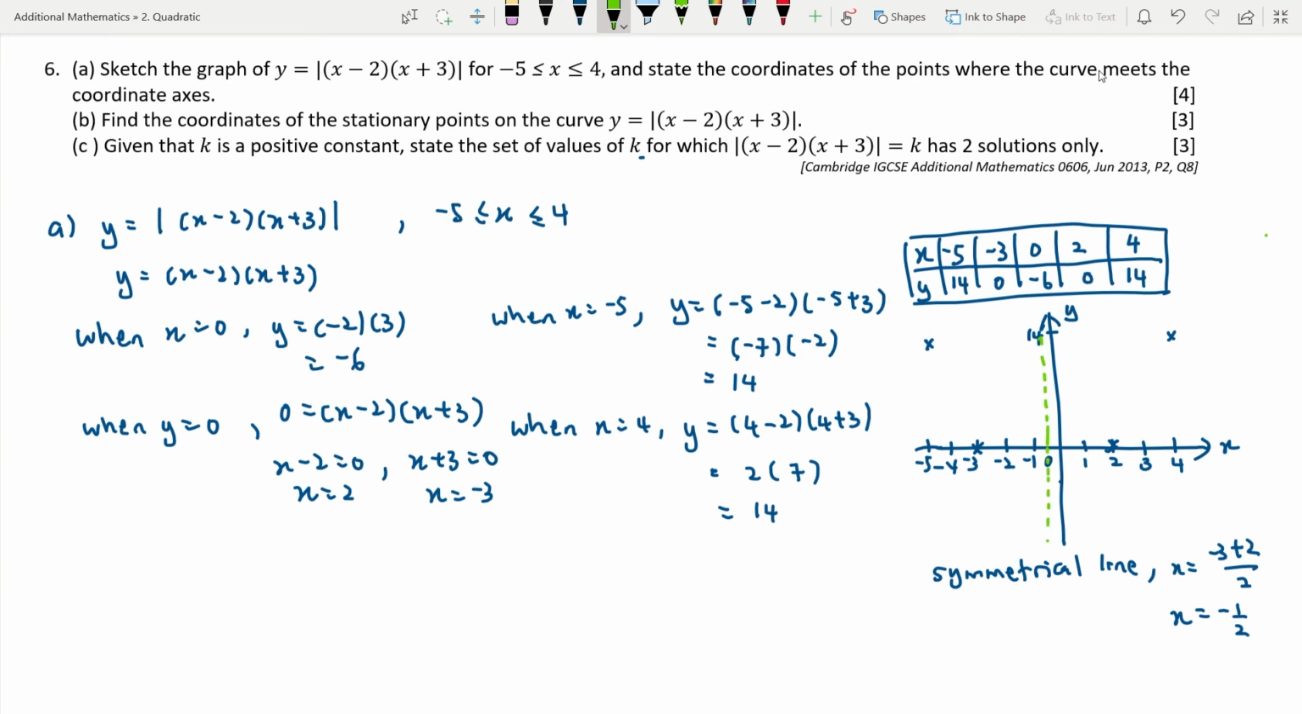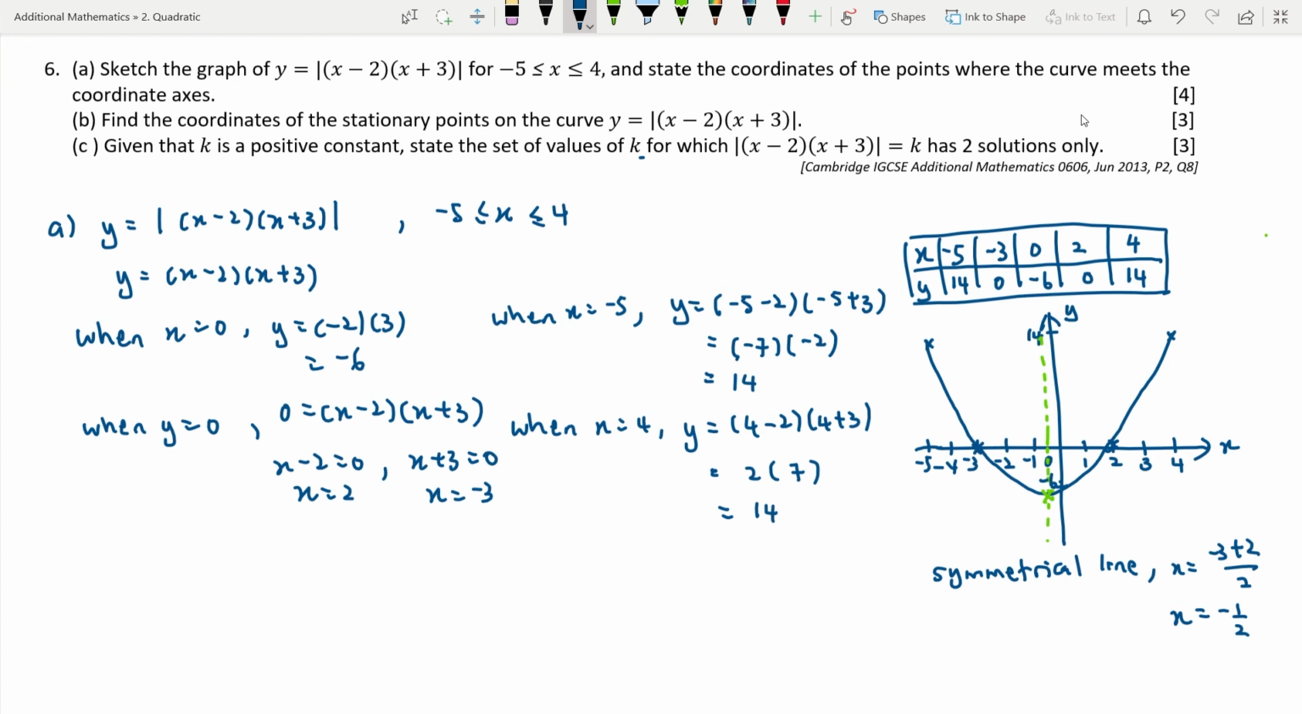So why do I search for the symmetrical line? This will actually help me in sketching the curve. I will know the middle of the curve, hence I can sketch the left side and the right side more identically. This is the minimum point, and our y-intercept is -6.